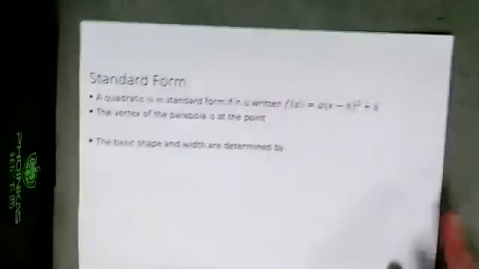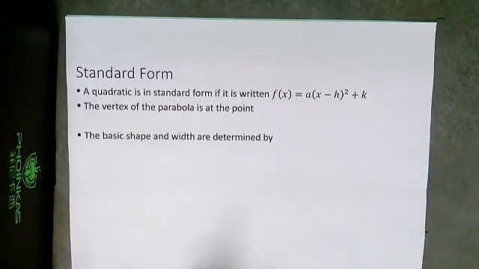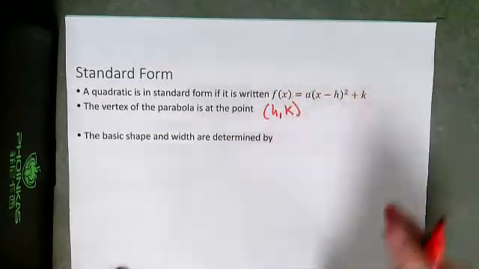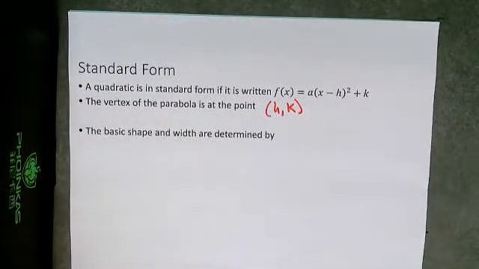Okay, so let's look at standard form. A quadratic function in its standard form is written out to be f of x equals a times (x minus h) squared plus k. The vertex of the parabola is at the point h comma k. If you remember a ways back from circles, there was a standard form for a circle, which gave the center of the circle. This is something similar, but in this case, we're working with a parabola.